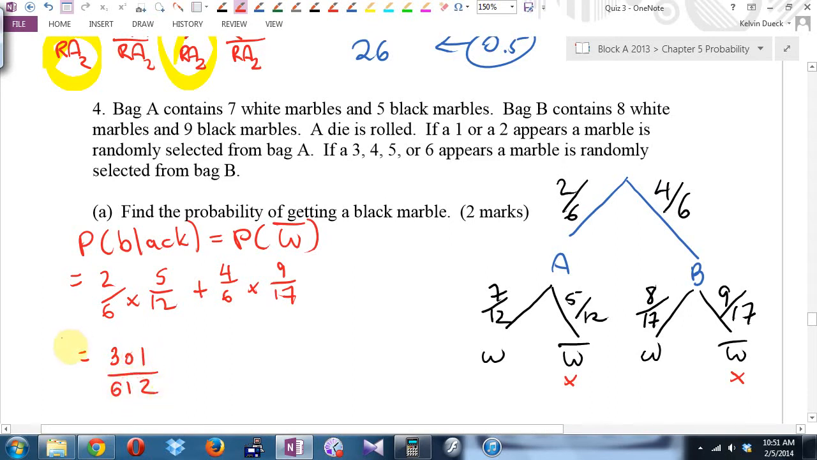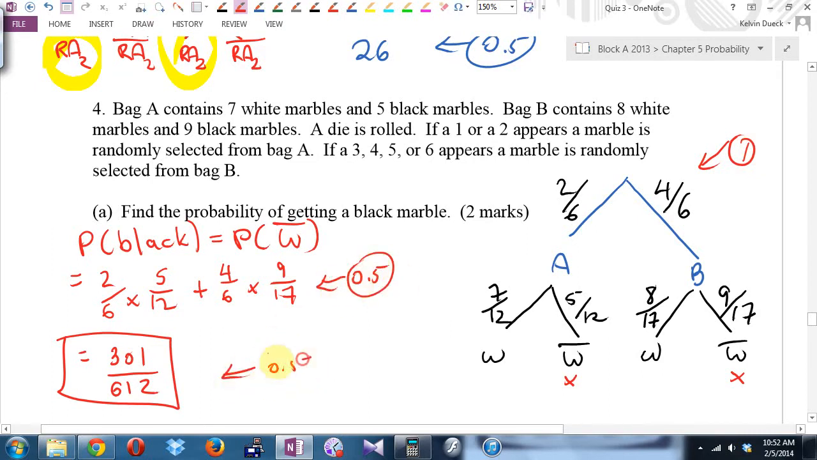If you get that, 2 out of 2. Otherwise, I would probably give you 1 mark for the proper tree, half mark for that, and a half mark for the answer.